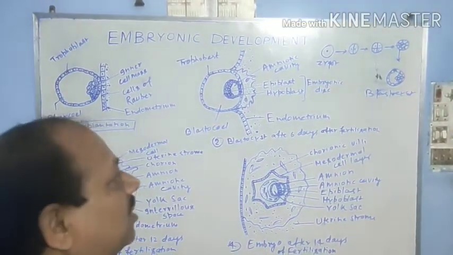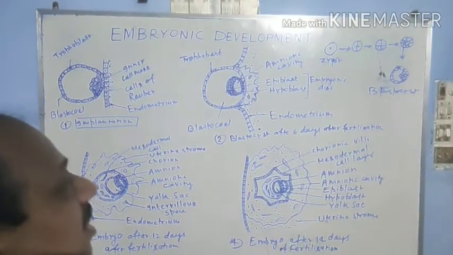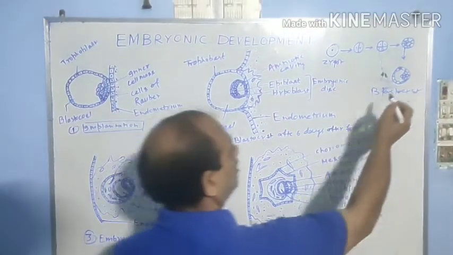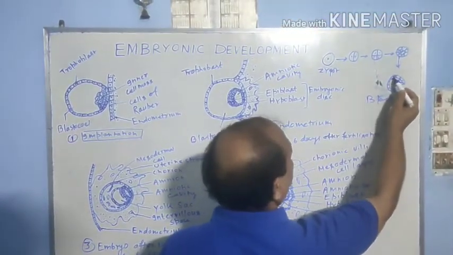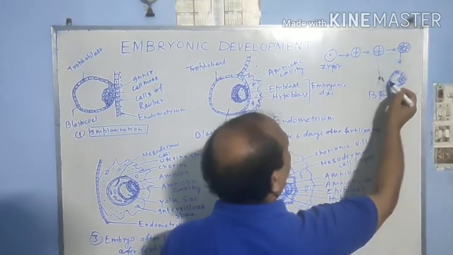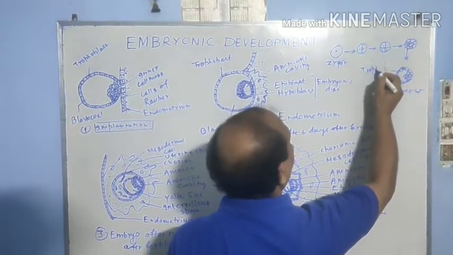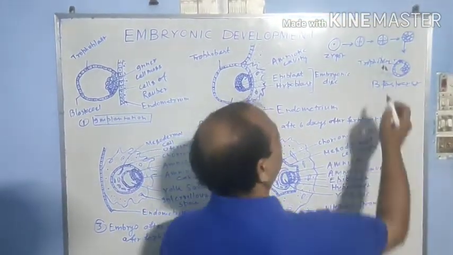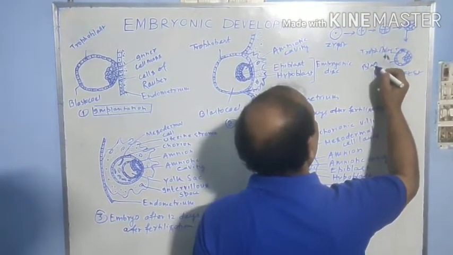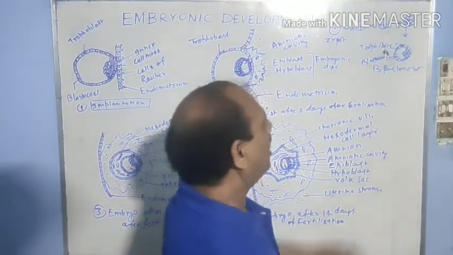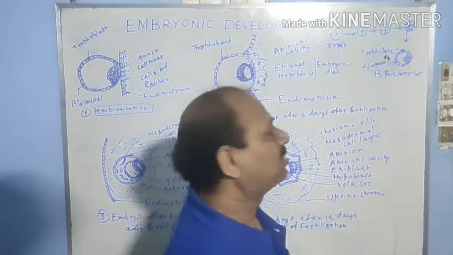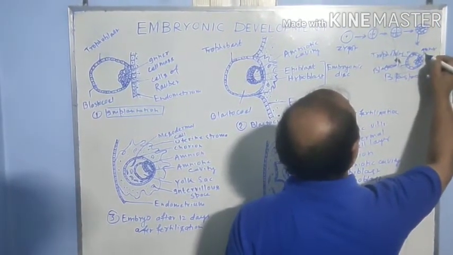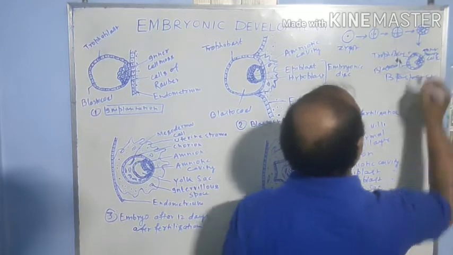Blastocyst is a stage of embryonic development in which a mass of cells is formed. The blastocyst is lined with a single layer of cells known as the trophoblast. It contains a cavity known as the blastocoele, and it contains a mass of cells known as the inner cell mass.